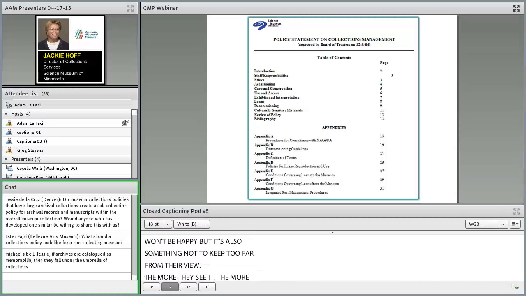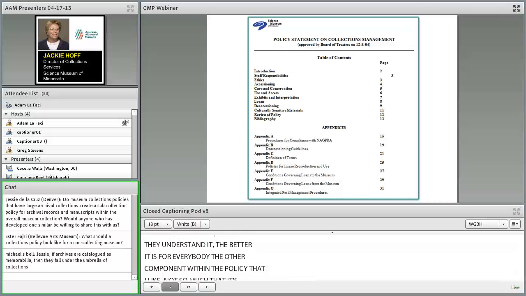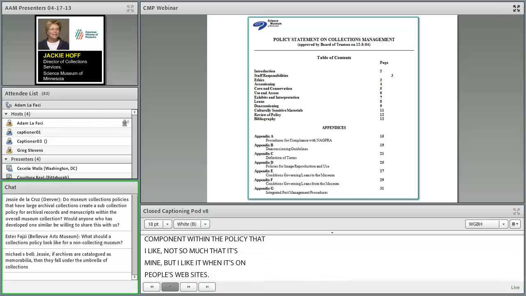The other component I like, not so much that it's mine, is when the policy is on people's websites. I really think it's important as we move into this new world of technology that we can have instantaneous gratification to see who's got a policy. Maybe they've got some ideas on theirs that I can use in mine. So putting it up online, making it transparent, is really key.